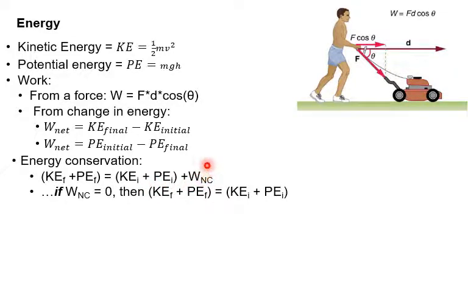So for instance, if you add an engine into the scenario, that's going to pump extra energy into your system, and so you're going to wind up with more energy than you started. If instead your non-conserving force is something like friction, that's, for our purposes, removing energy from the system, then this will be negative, and you'll wind up with less total mechanical energy than you started with.